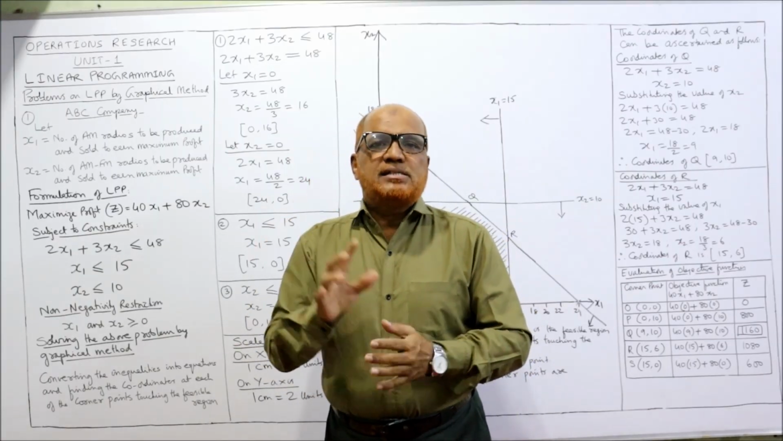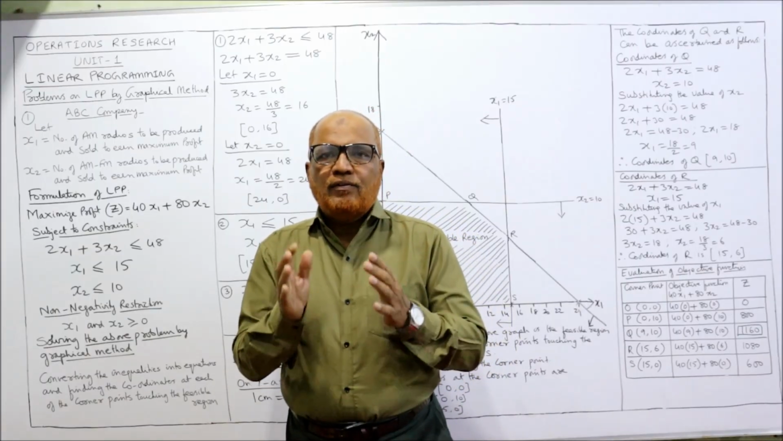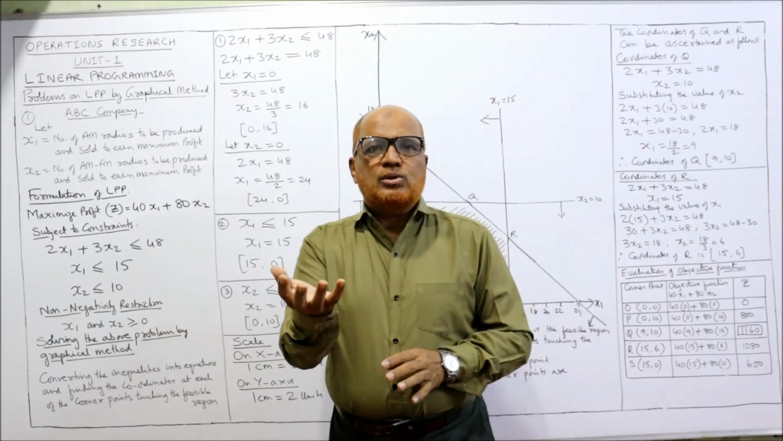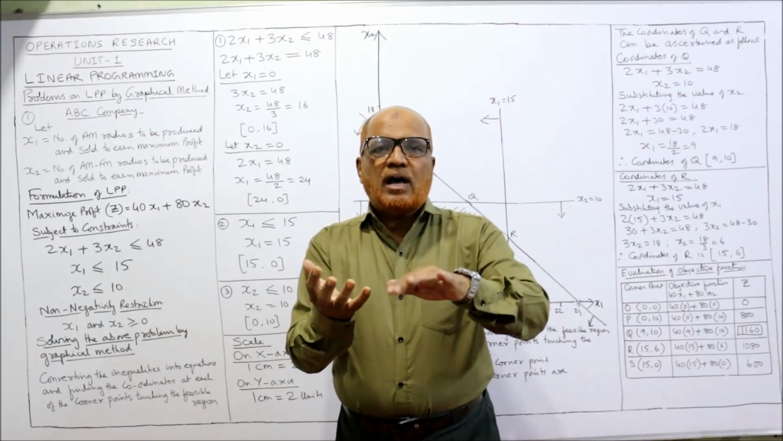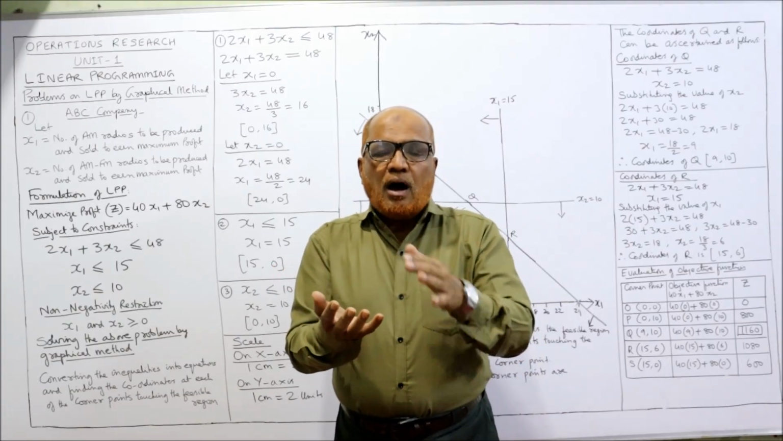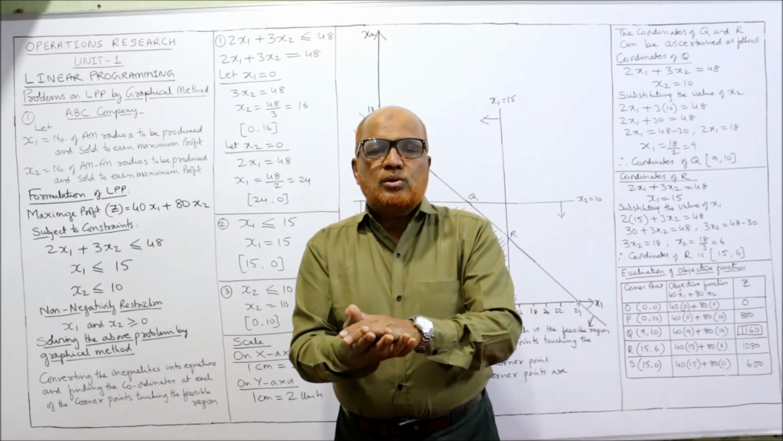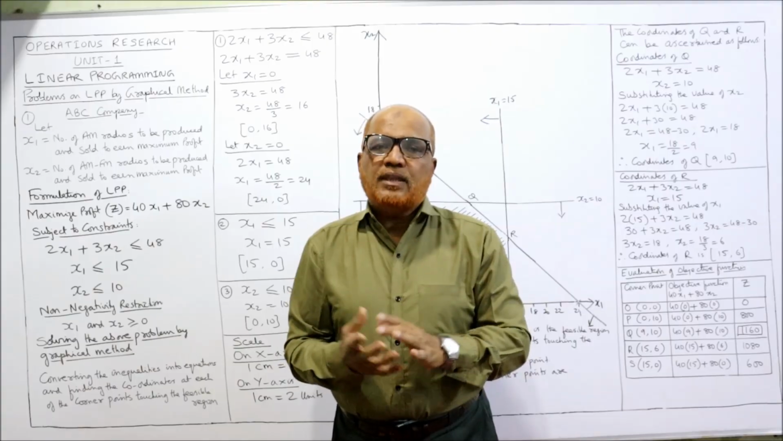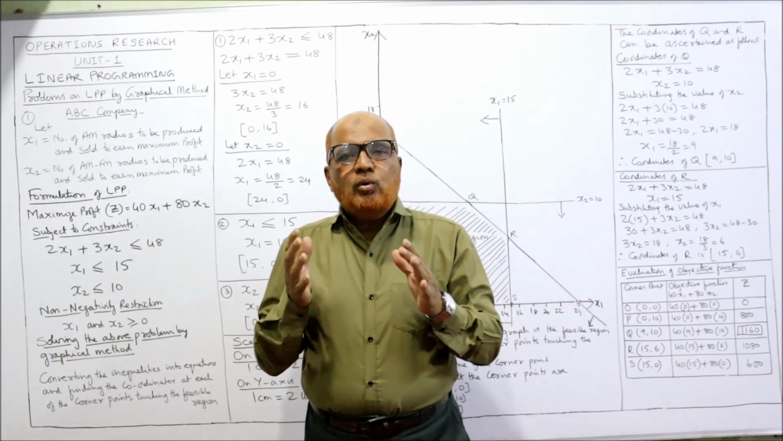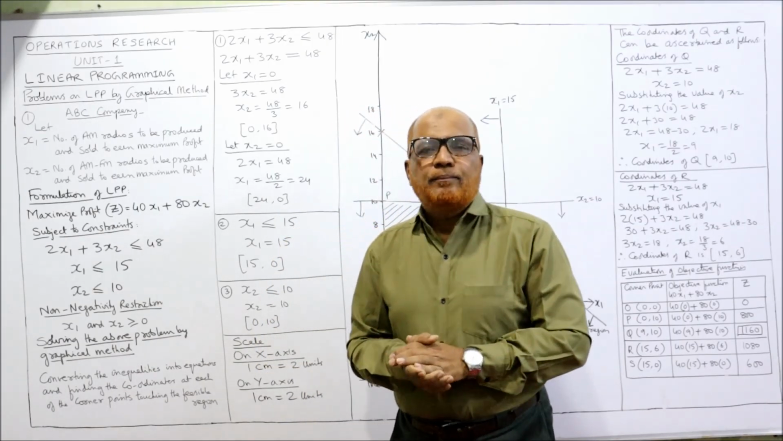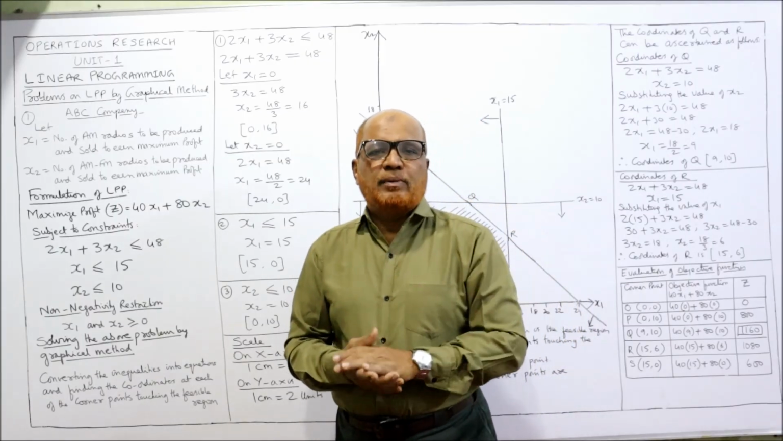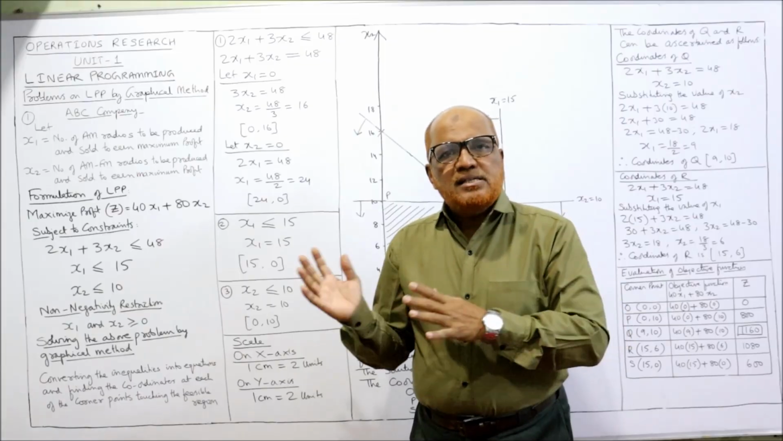It is an optimization technique where we find the solution of a problem where we have limited resources and the resources have alternative uses. How to utilize the limited resources in order to achieve a given objective, that is linear programming. So how to find the solution of a linear programming problem? Two methods are there, graphical method and simplex method. The easier method is graphical method.